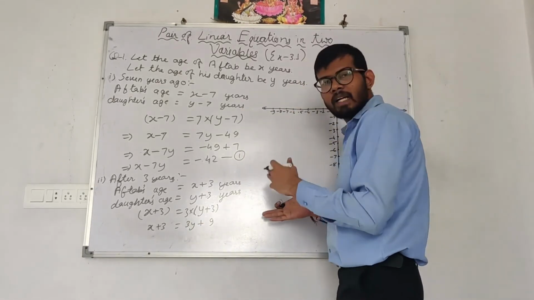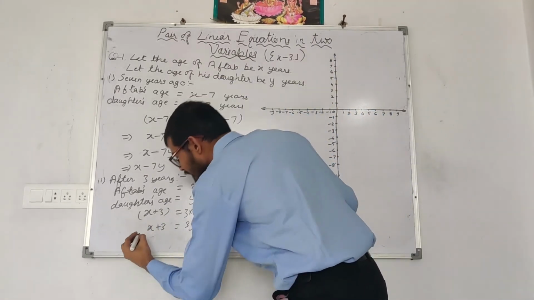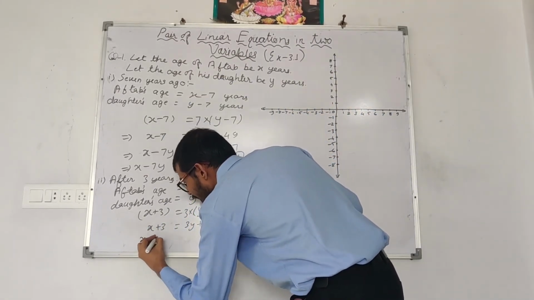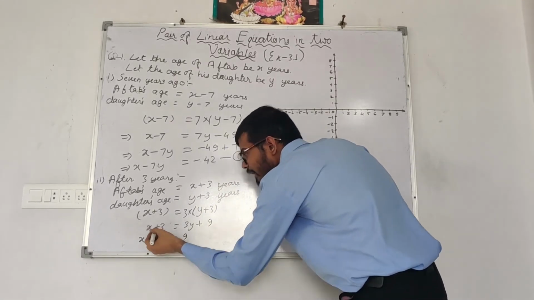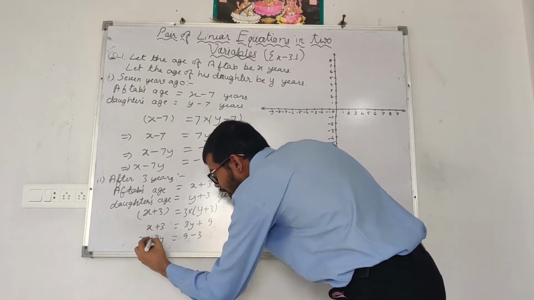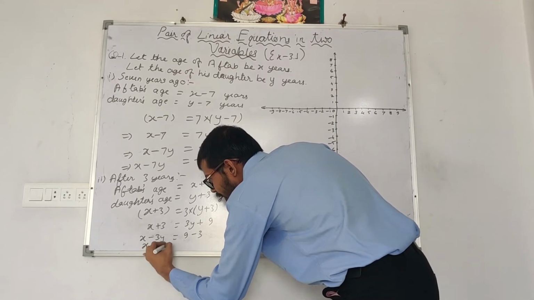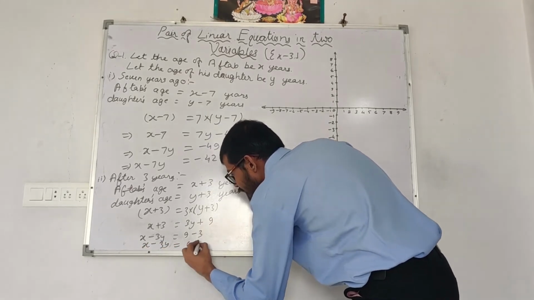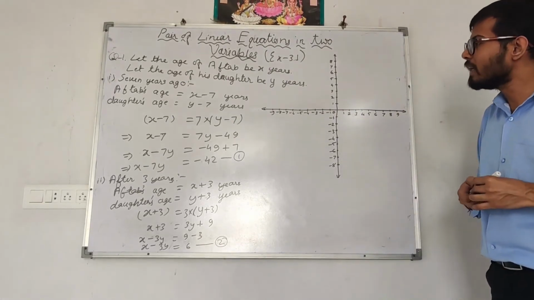So we will transfer again all the variables to the left side and real numbers to the right side. So x minus 3y equals 9. Now here it is plus 3, so there it will be minus 3. So our final equation is x minus 3y equals 6. We will name it equation number 2. Now what we are going to do?